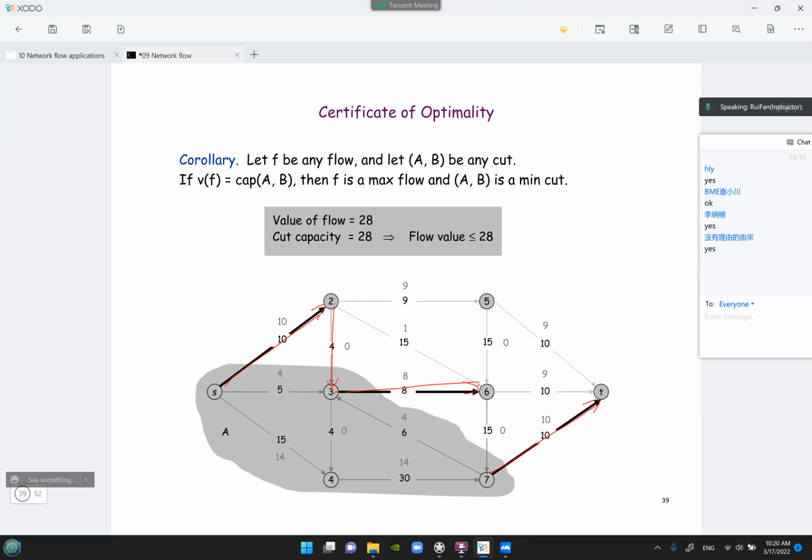Because we're trying to send flow from A to B, we're not going to use these back edges from B to A. So it has to go through these A to B edges, and if you sum up their capacity, which in this case is 28, then there's no way to send more than 28 units of flow from A to B, or from S to T. All 28 units have to go through these pipes, and these pipes can only hold 28 units of flow. So the flow cannot be more than the capacity of the cut.